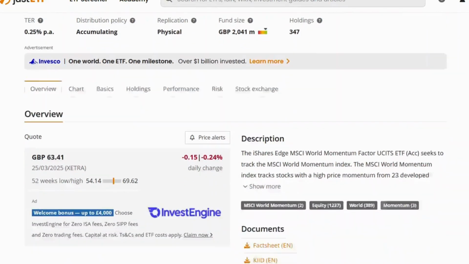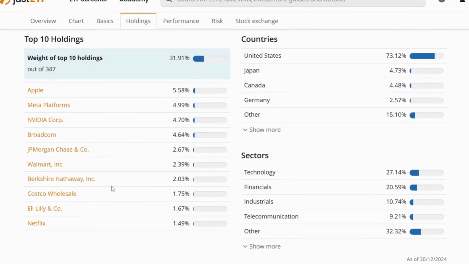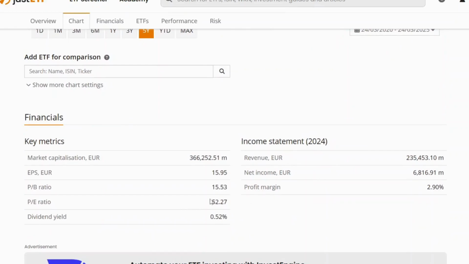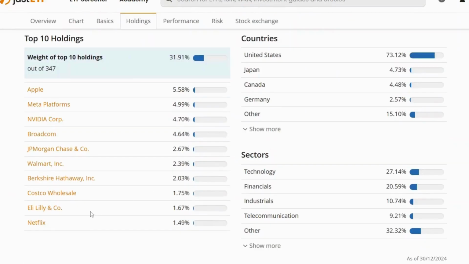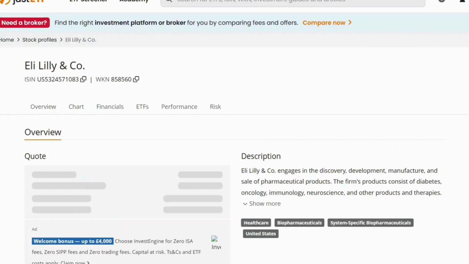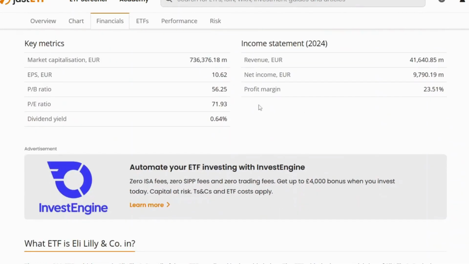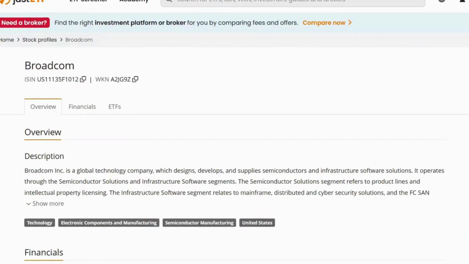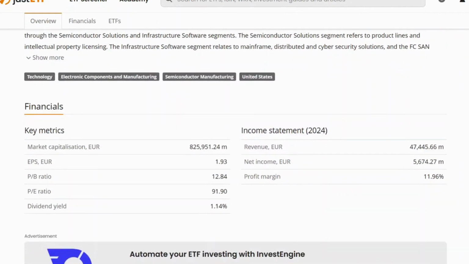This is the momentum factor ETF. And if we scroll down to the holdings and look at some of the PE ratios, they end up being pretty crazy. So this is Costco and the PE ratio is 52. Then if we come back to something like Eli Lilly, we've got a PE ratio of 71. So it's not just the Magnificent Seven and their PE ratios that is causing the US market to be overvalued. It's things like Broadcom and Eli Lilly as well that make me think that perhaps the S&P 500 won't deliver optimal growth over the next 5 or maybe 10 years.